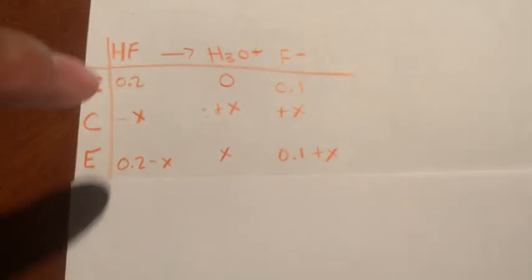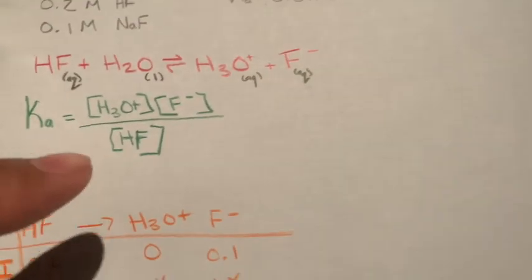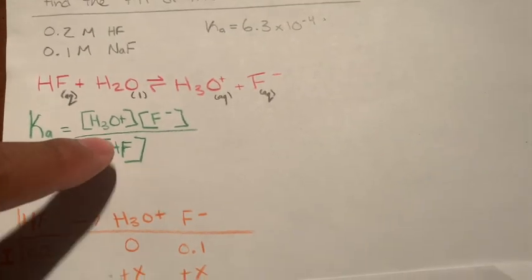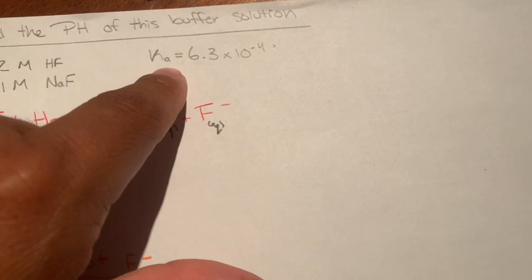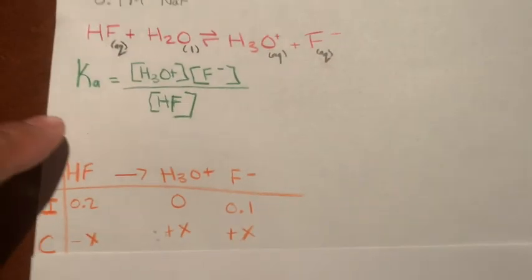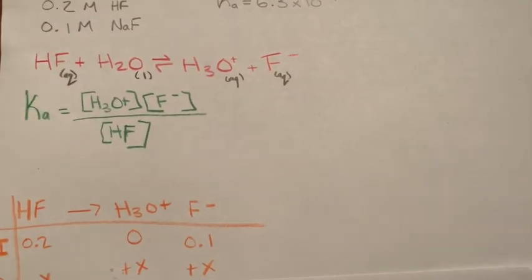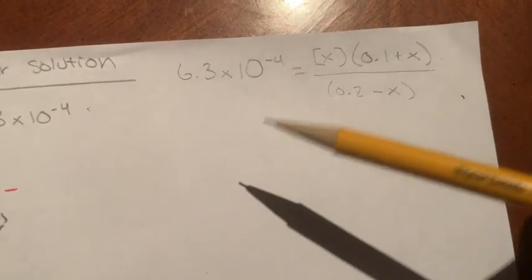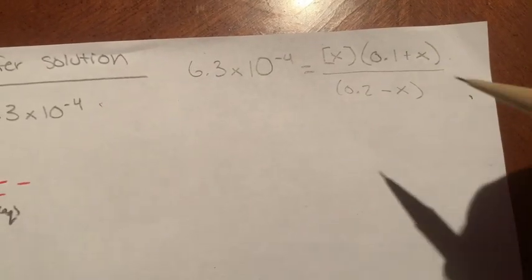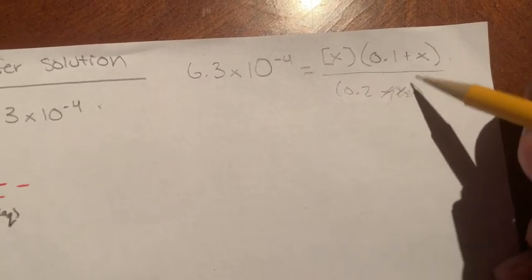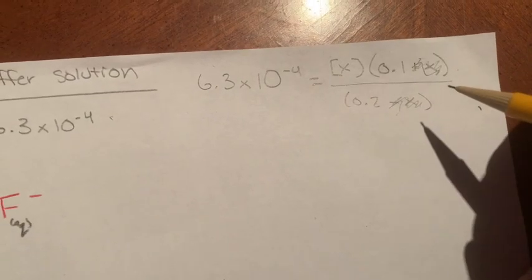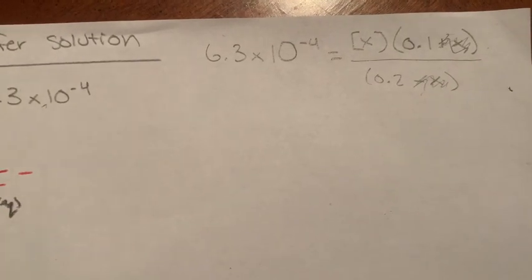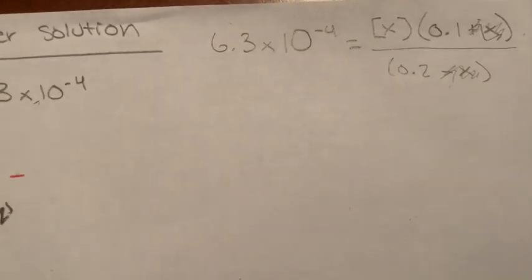So we're going to use this and plug it into the Ka expression, where we were given the value of Ka. When we plug in the numbers, we get this, and this is a relatively small number. So we're going to get rid of these X's and assume that they were small numbers too. We'll see later if this assumption holds up, if they really are small numbers.